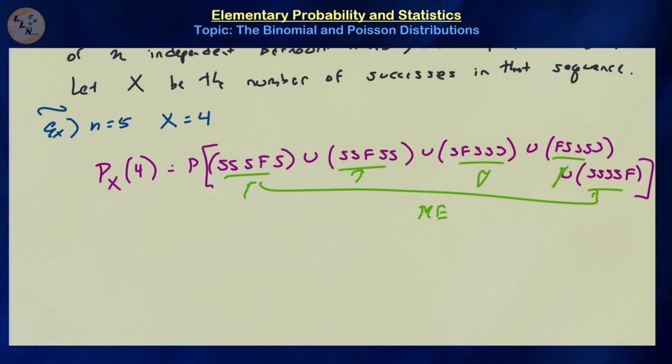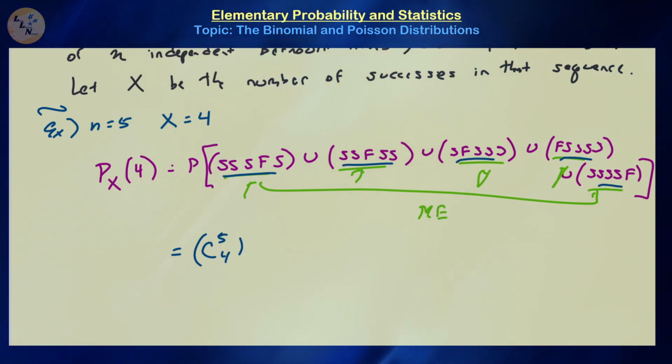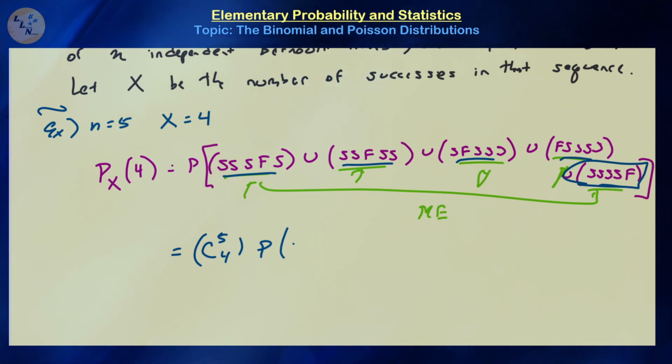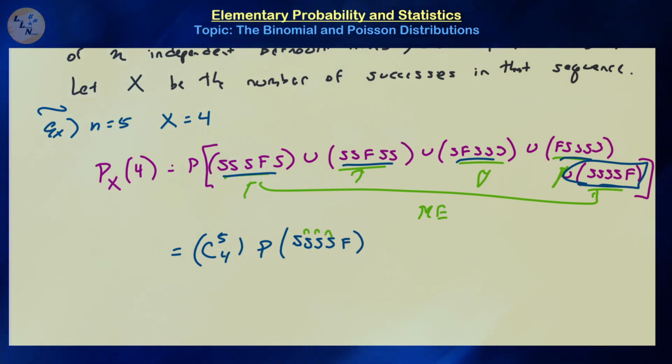And how many events do we have? So we're going to have 5 choose 4 of them, right? Because we're counting the number of rearrangements of these objects. And then we can just choose one of them. It doesn't really matter what it is, right? So let's choose this last one, just without loss of generality. So that's the probability of success, success, success, success, and failure. And of course, there's intersections in between each of them, but that's just assumed.